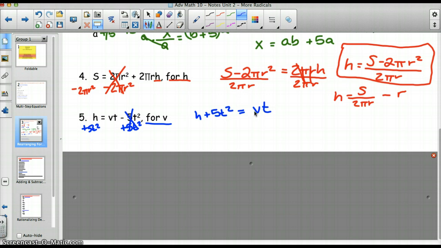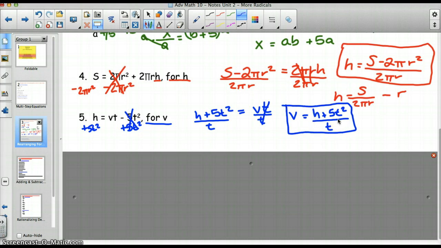Now, the only thing that's left over here with the v is the t. And since those two are being multiplied, I need to divide by the t. So this answer, v equals h plus 5t squared over t. And again, this is what I would go with if I'm not confident in my ability to reduce these fractions. So try putting that answer in.